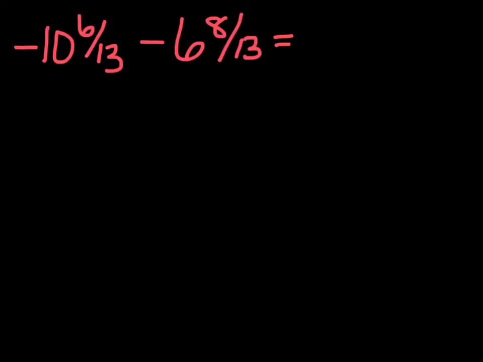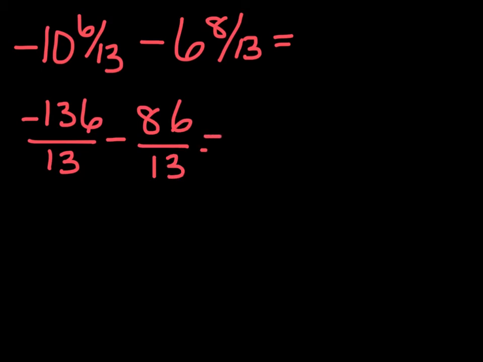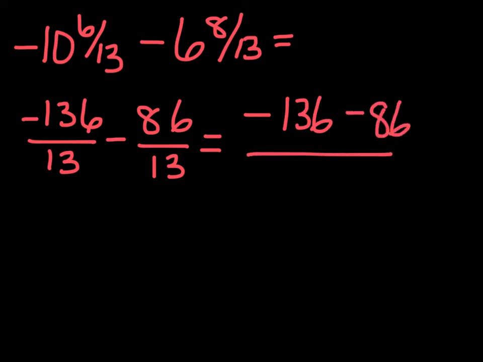Now let's subtract. -10 and 6/13 minus 6 and 8/13. Once again, our first step is to rewrite our mixed numbers as improper fractions. That gives us -136 over 13 minus 86 over 13. So we have -136 minus 86 over 13. -136 minus 86 is -222 over 13.